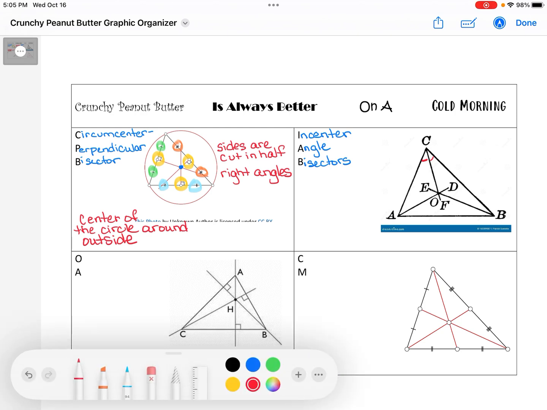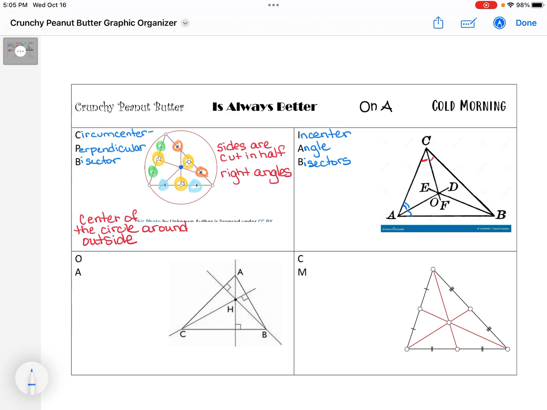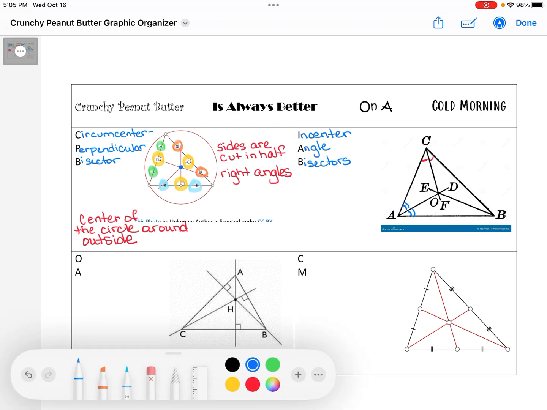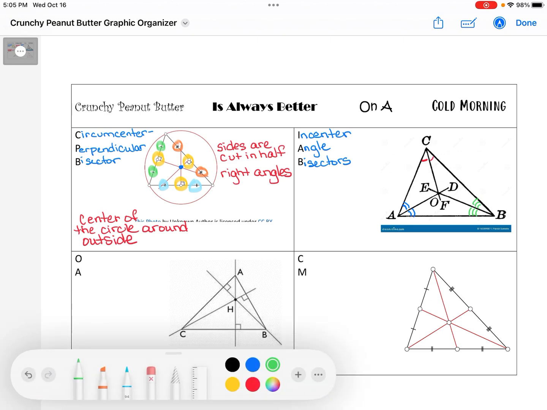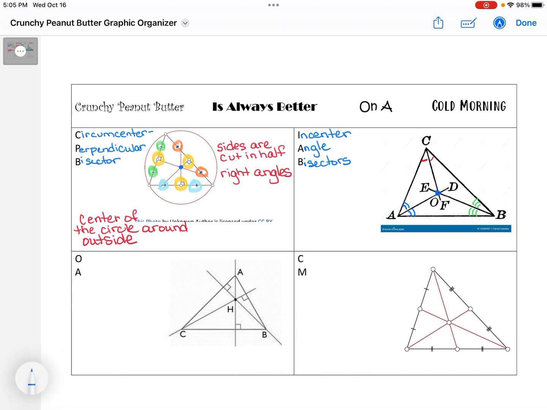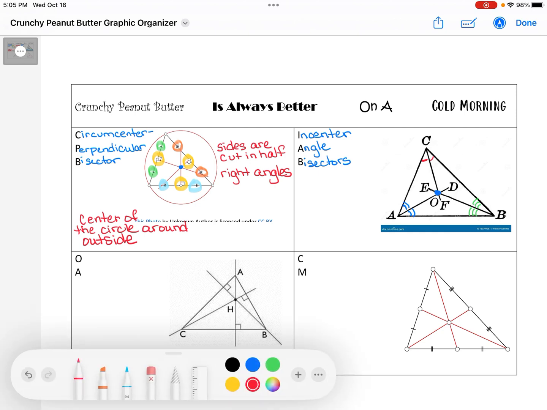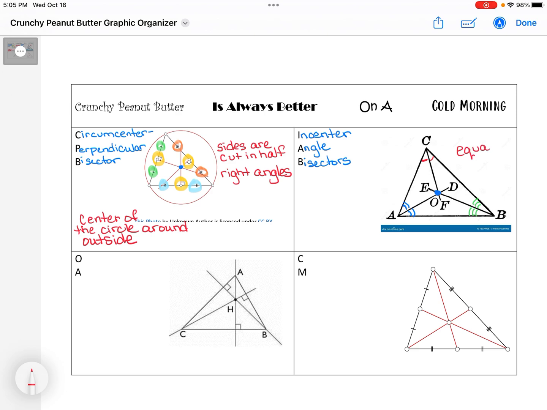So that means this angle and this angle are equal. I guess I'll use blue. This angle and this angle are equal because they got cut. They got bisected, and I guess I can use green. This angle and this angle are equal. So all the angles are equal, and the place where they cross in the middle is called the incenter. Okay, so the thing to remember is equal angles because they were cut in half.